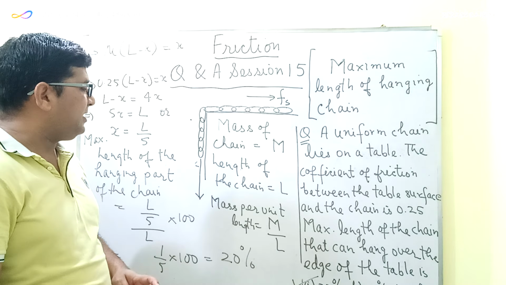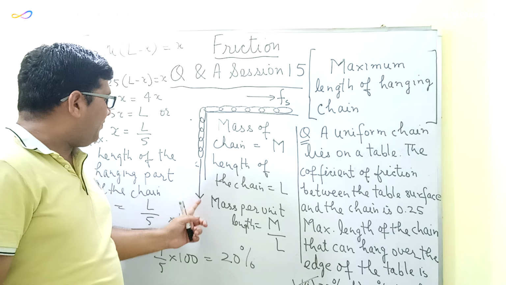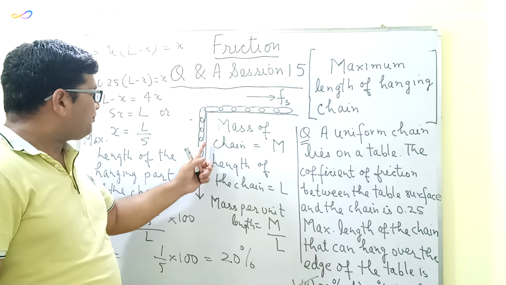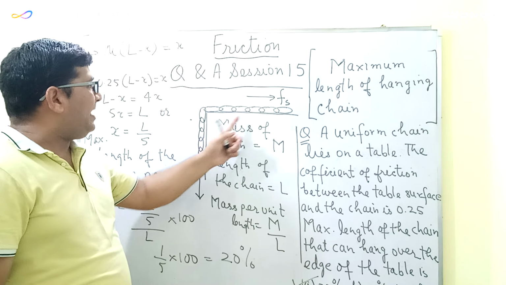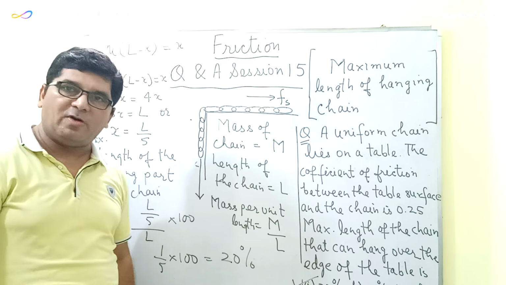In this question, we have to use the concept that the weight of the hanging part of the chain should be balanced by the force of friction in order to prevent it from falling down.